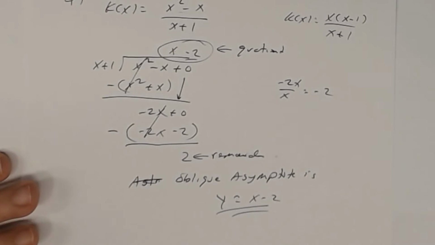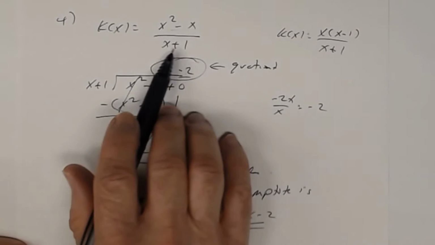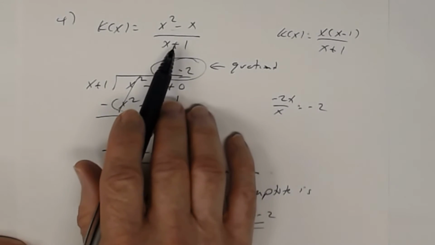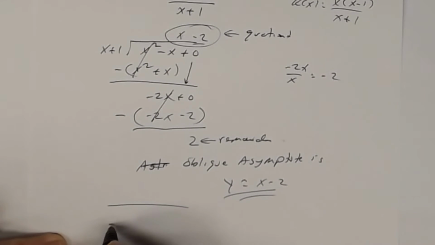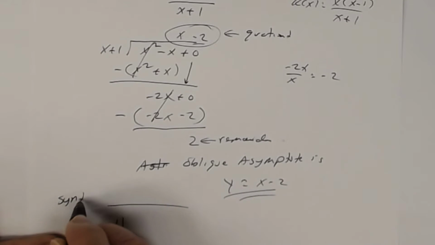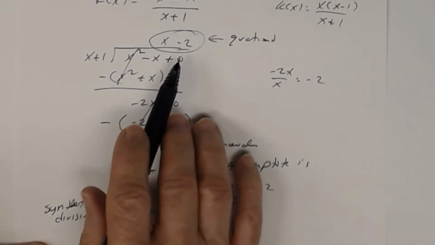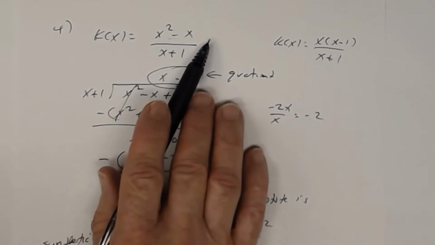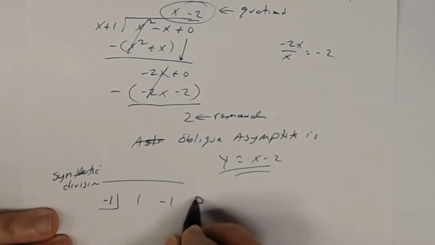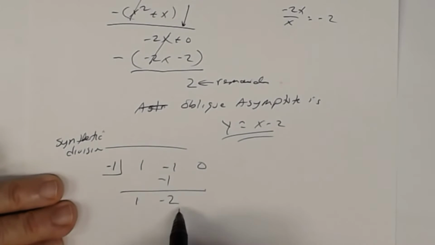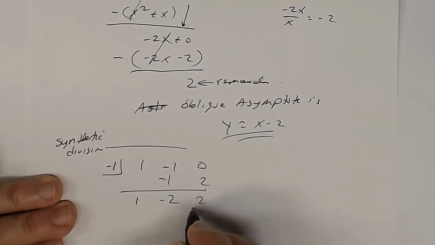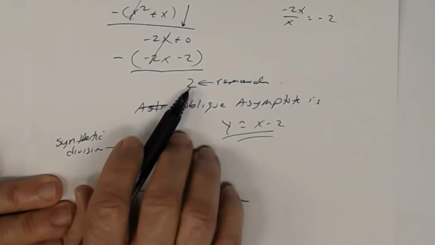Now, if you had used synthetic division, remember you have to set the divisor equal to 0. So x plus 1 equals 0, so you get x to be negative 1. You have to say negative 1 if you use synthetic division. Your coefficients are 1, negative 1, and 0. Bring down the 1. 1 times negative 1 is negative 1. Add, you get negative 2. Multiply, negative 1 times negative 2 is 2. Add, you get 2. That's your remainder, which is what we had here.